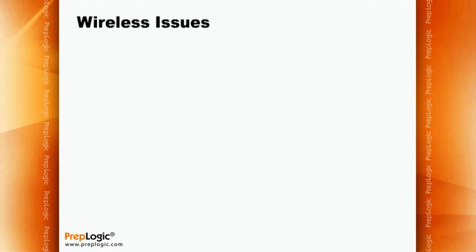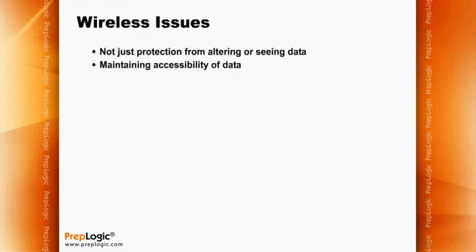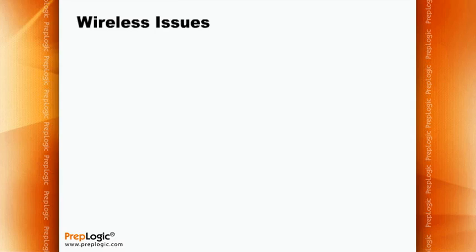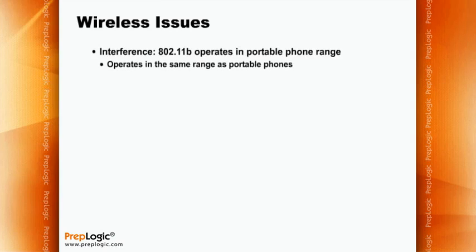So how does the 802.11 series stand up security-wise? Well, those are some of the primary concerns and issues with it. Now remember, security is not just protecting against hackers altering our data, data integrity, or seeing information they shouldn't, data privacy or confidentiality, but also maintaining the accessibility of data. So one of our concerns is interference, making sure that systems running the 802 series networks can get access. Well, we immediately run into a problem. The 802.11b frequency is in the same range as your portable phones you use at home or sometimes in the office. So that can be an issue.